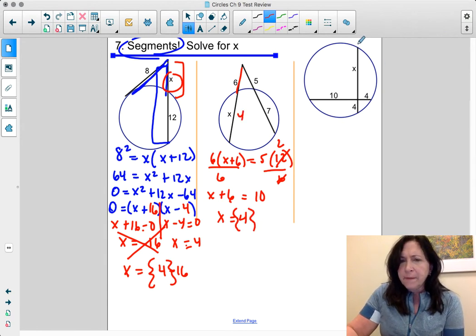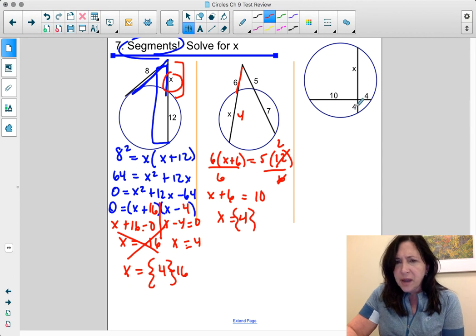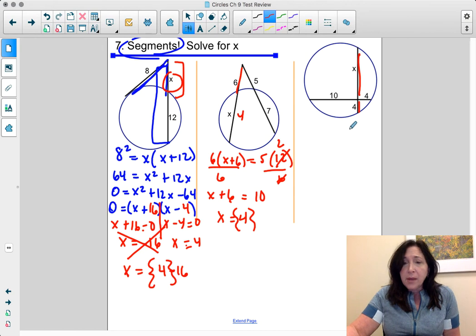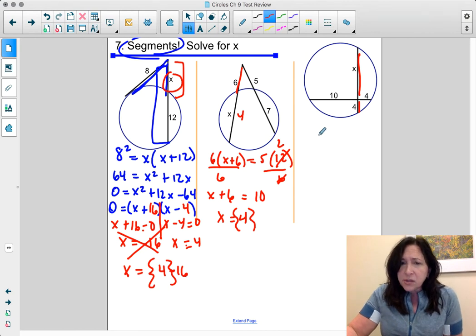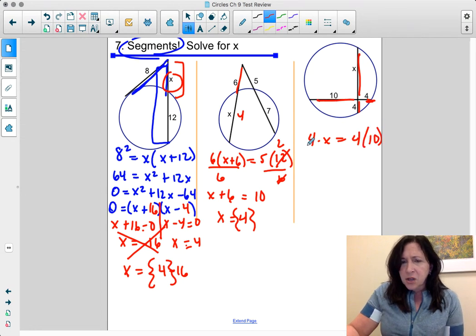Okay, for this one, these are the segments that are inside. So this one's just x times 4. It's not times a sum. It's just segment times segment. So it's going to be 4 times x equals 4 times 10. And so I'm going to divide by 4 on both sides, so I get x equals 10.